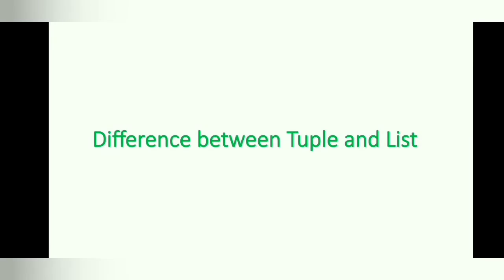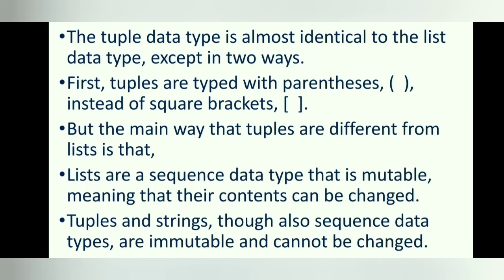Difference between tuple and list. The tuple data type is almost identical to the list data type except in two ways. First, tuples are typed with parentheses instead of square brackets. But the main way that tuples are different from lists is that lists are a sequence data type that is mutable, meaning that their contents can be changed. Tuples and strings, though also sequence data types, are immutable and cannot be changed.